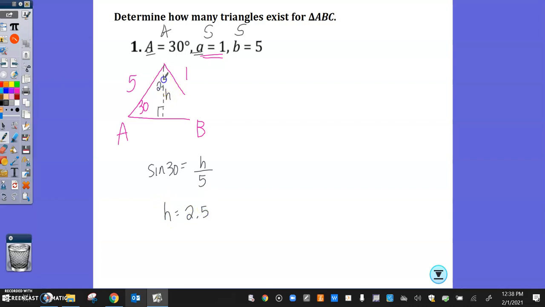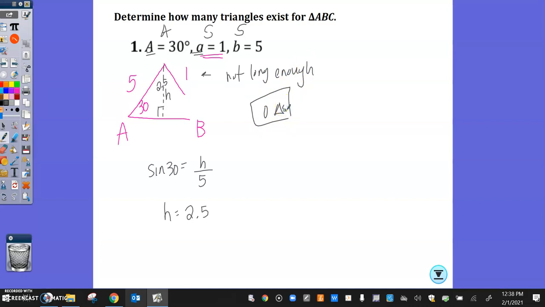So if this height is 2.5, my question to you is: is a side length of 1 long enough, big enough, whatever word you want to say, to close something with a height of 2.5? The answer here is no. It is not long enough. So we say this one has 0 triangles.